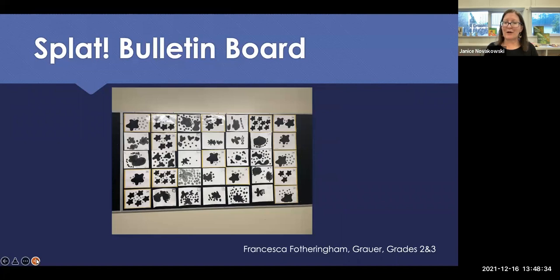Hats off to Francesca Fotheringham, a grade 2-3 teacher at Grower Elementary, who does Splat every year with her students. This was just a recent bulletin board she did where she put up some of the splats from Steve Wyborney's website that she printed off and then had students create their own splats. These were put up in the hallway so that classmates and children from other classes and colleagues and teachers, as they go by, could be thinking about, oh, well, how would I solve this? So it's a way to make that math learning visible in your school and build math community in your school as well. So thank you for sharing that, Francesca.